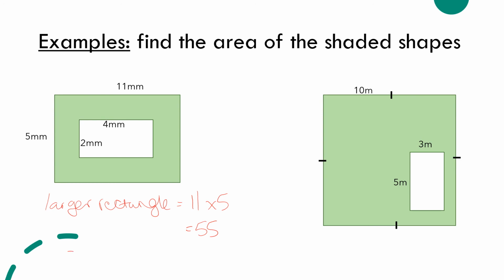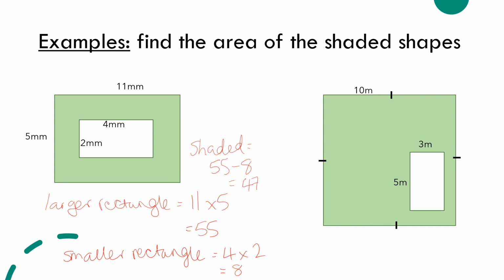So then I'm going to find the smaller one. And the dimensions for that are 4 by 2, which is 8. So the shaded area for this one is going to be 55, take away the 8 that's being cut out. And 55 take away 8 is 47. And it's an area, so it's millimetres squared because it's 2 dimensions.